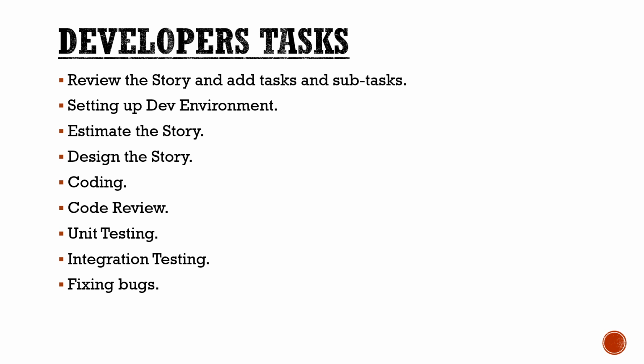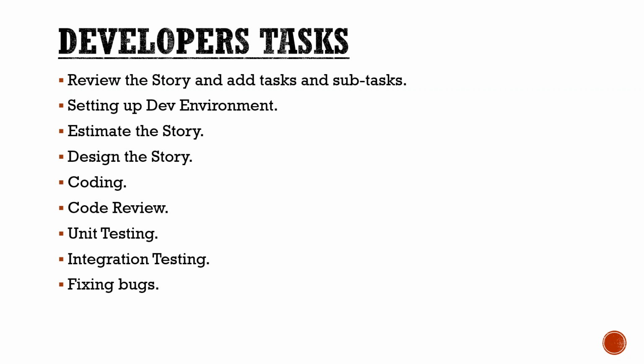The development task is like that. So he has to estimate the story, like within how many days he can complete it, what is the size of the story, whether it is a big story or a small story. That type of estimation is done by the developer. And he designs the story, in the sense that high level and low level design architecture will be done by the development. And coding will be done based on the design of the story.